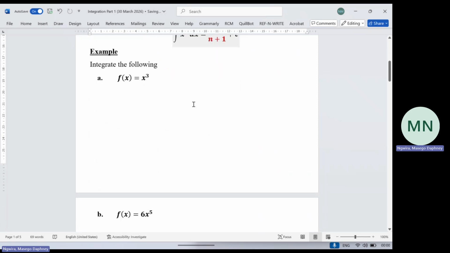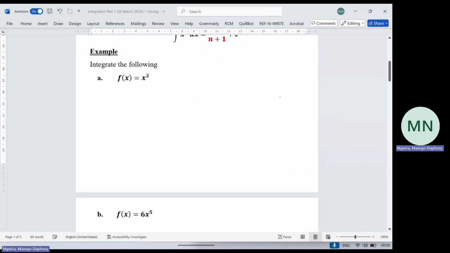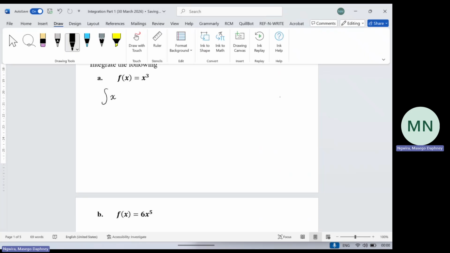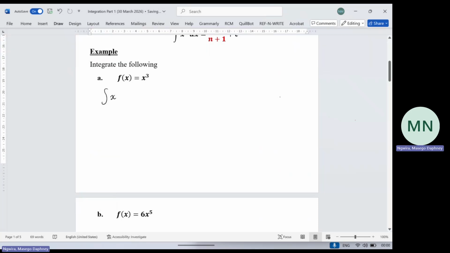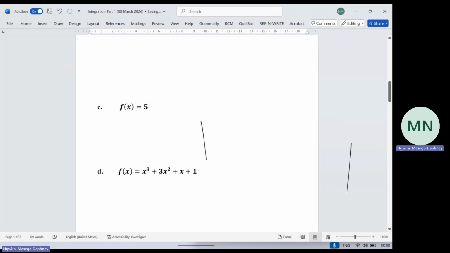So here they're saying integrate the following. You're going to start with this a. f(x) is equal to x to the power of 3. So when we integrate, we're going to say the integral of x to the power of 3 dx.